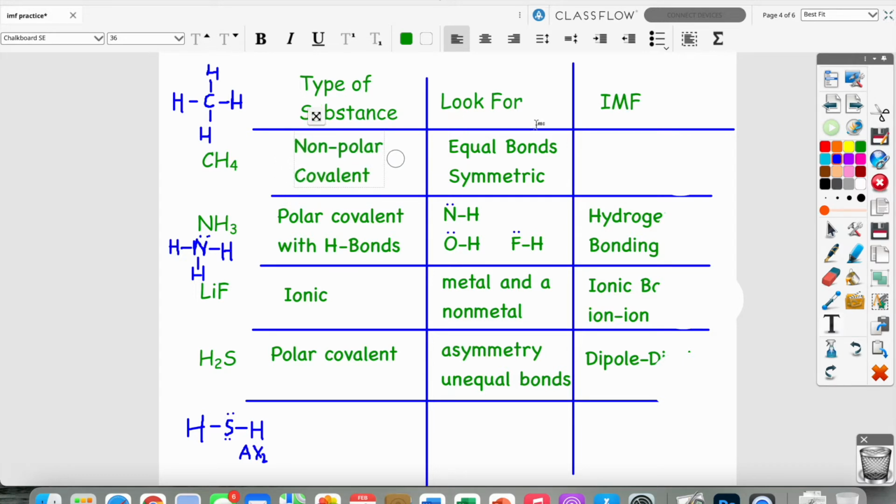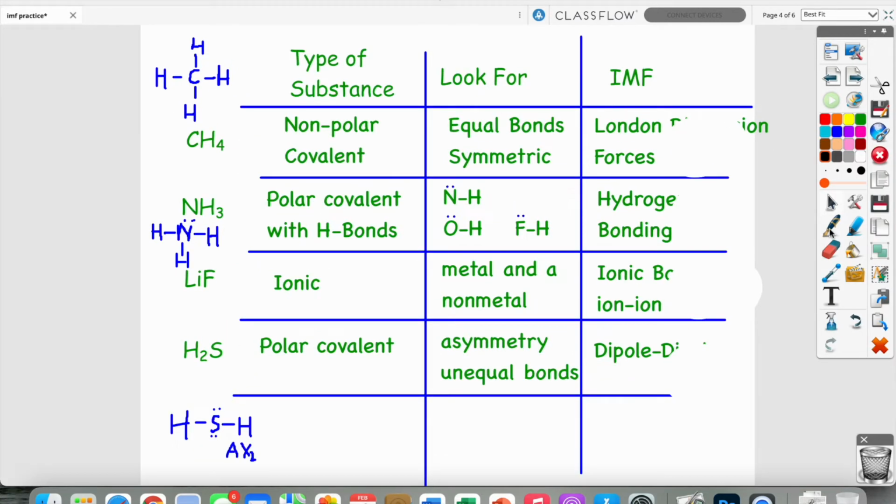So there are four types of compounds. The IMF for this, of course, is London dispersion forces. So here are forces, and here are look-fors, and our types of substances. But when we did this, we then said, okay, let's look at what the boiling points are.